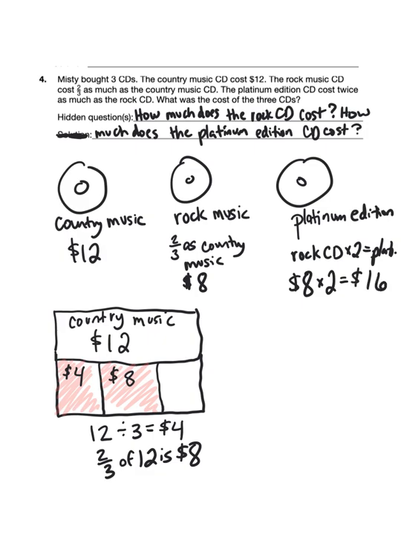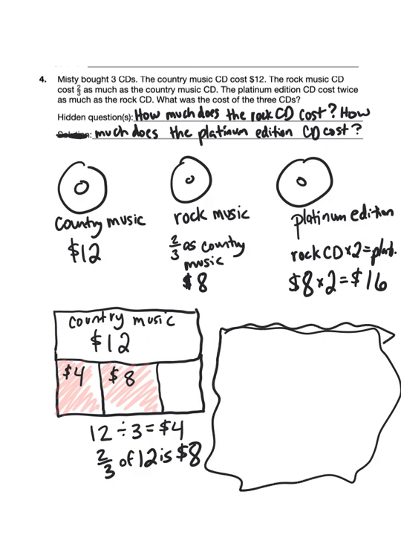Okay, now I think we can go ahead and find our total, which is country music plus rock music plus Platinum Edition. And I will let you guys figure that out, and I'll just leave you a nice little handy spot right here to fill in your answer. And I won't tell you the answer because I think you can do that on your own.